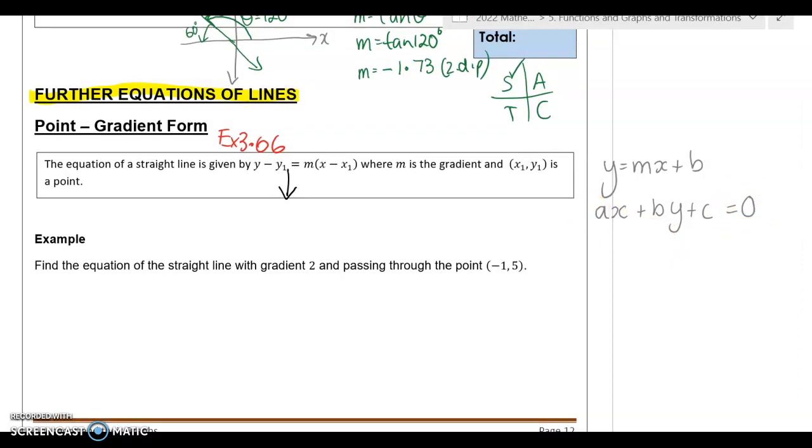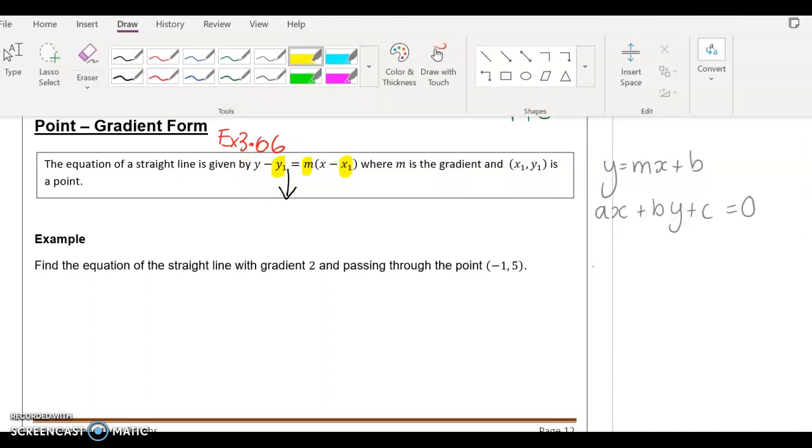But there's another way that we can look at an equation of a line, or another formula that we can use, and it's called the point gradient formula. And this relates to exercise 3.06 in our book. Now, the equation of a straight line can also be given by y minus y1 is equal to m times x minus x1, where m's our gradient as before, and x1 and y1 are the points. So we're only substituting into that equation for the x1 and the y1 and the m. The x and the y stay as x and y in that formula.